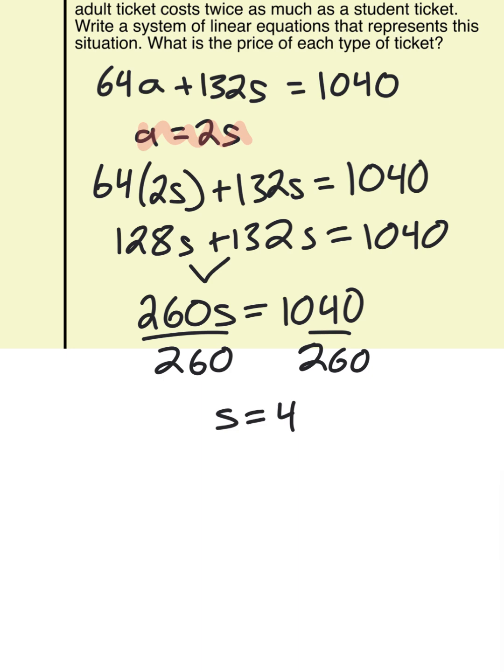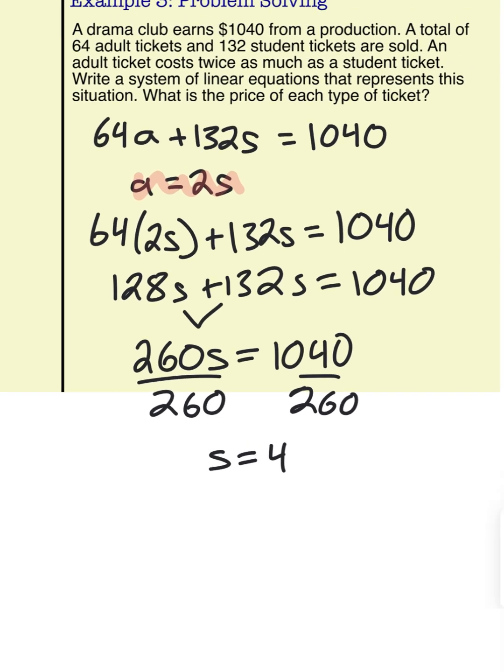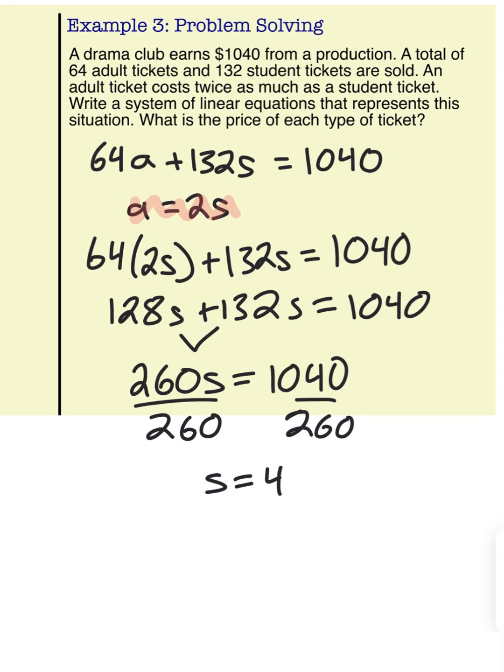Now this means that the cost of a student ticket was $4. The question asked, what is the price of each type of ticket? So we know a student ticket costs $4. We still need to plug that in to find the adult ticket. The adult ticket costs twice as much as the student ticket, which means the adult ticket costs $8.